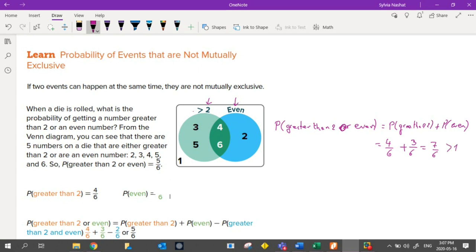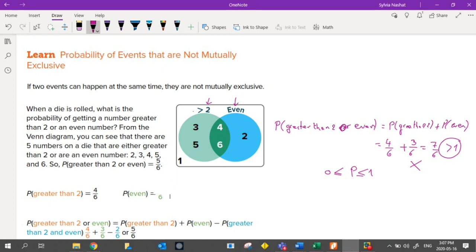Of course, we must always remember that the probability of any event should be greater than or equal to 0 and less than or equal to 1. So there is something wrong here. This means we cannot use this rule as it is for events that are not mutually exclusive.